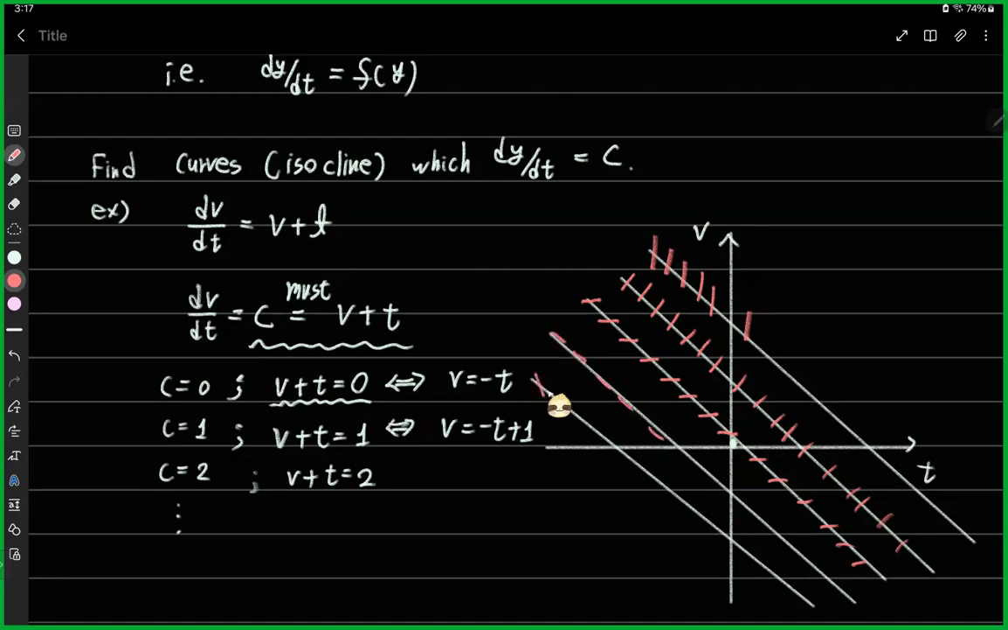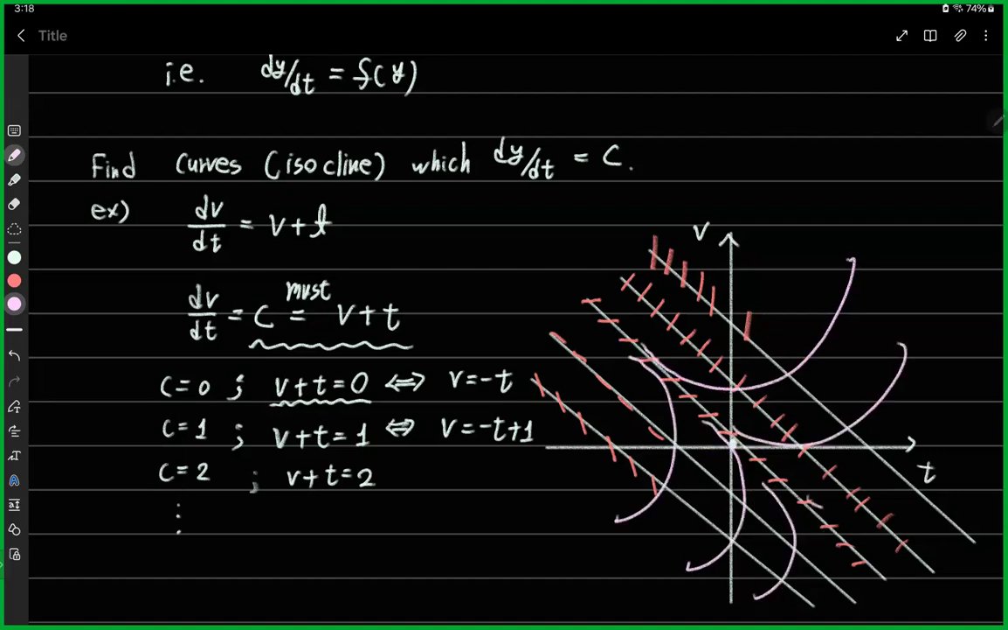The minus 2 slope. So now, guess what the graph is? I'm trying to draw the integral curve, which is the solution curve. It must be something like this, like that, like this. This is the integral curve, or we can say the solution curve.